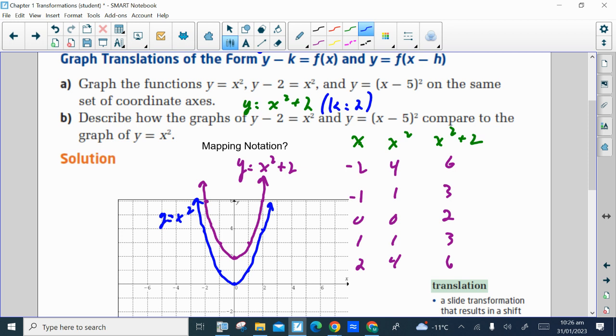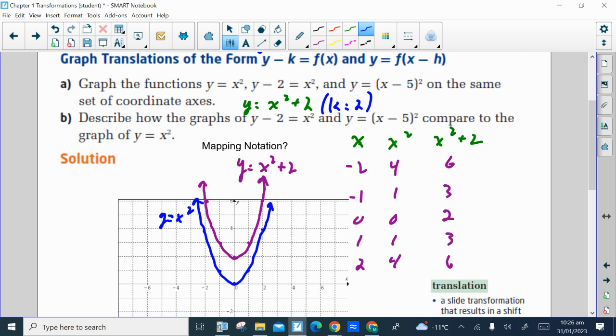The difference between h and k is this. H is hooked directly onto the x with a plus or a minus. Normally the x minus h is in brackets. This value of 2 is outside the bracket. It's not hooked directly onto the x. Instead, it's hooked onto the x squared. That's the difference between h and k.